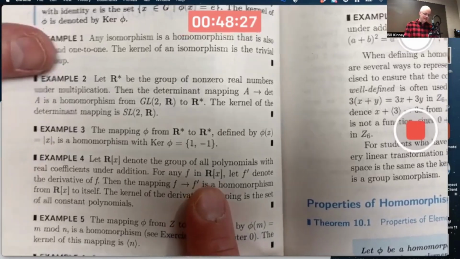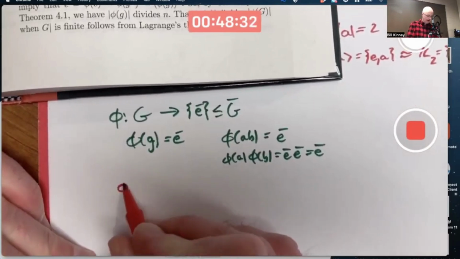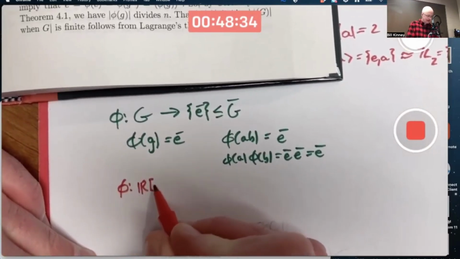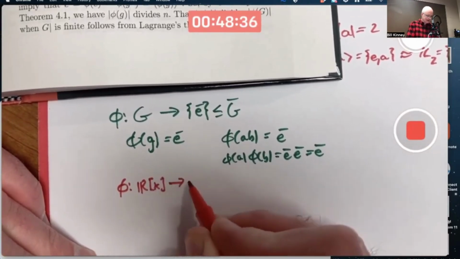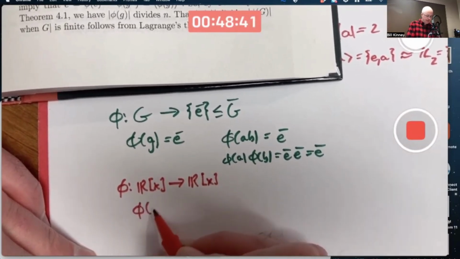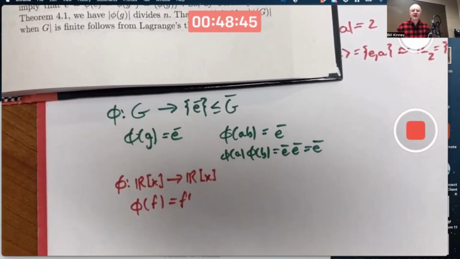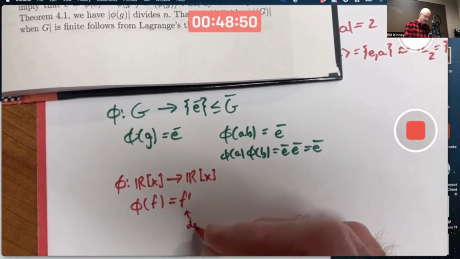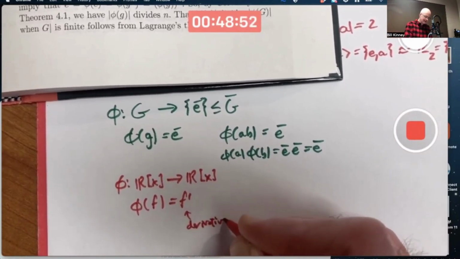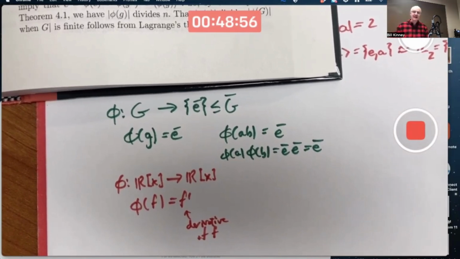Define a mapping really from R of X to itself, where you map every polynomial in R of X to its derivative. That F prime there is not an arbitrary symbol F prime, it's the derivative of F, from calculus. That is a group homomorphism.